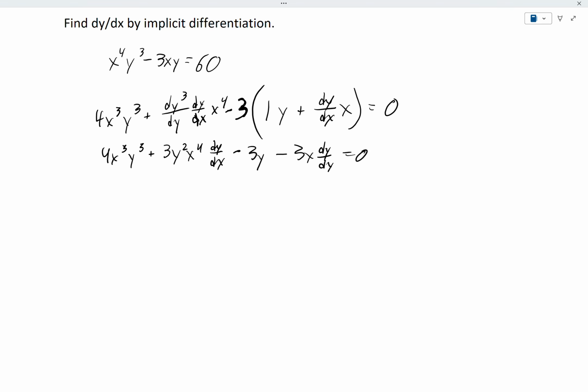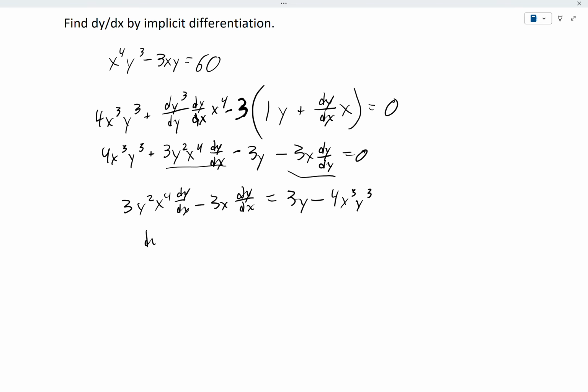So as you can see, I have x's, I have y's, and I have dy/dx's. My goal is to find the dy/dx's and completely isolate them. So we have dy/dx here and here. I'll keep those terms and move everything else to the other side. So I have 3y^2 x^4 dy/dx, minus 3x dy/dx. And that's going to be equal to 3y minus 4x^3 y^3.